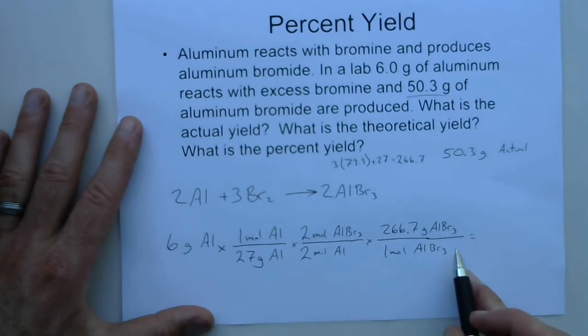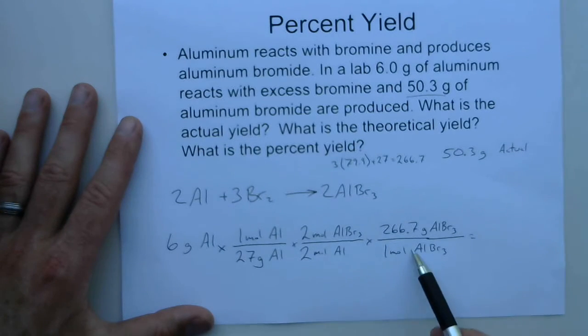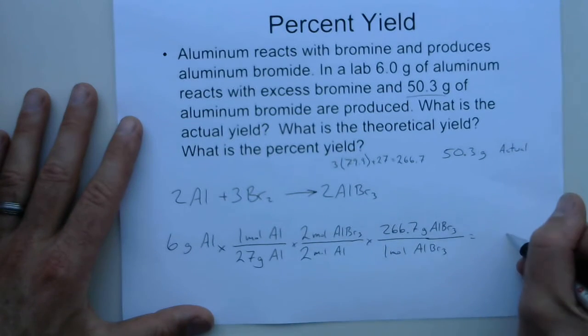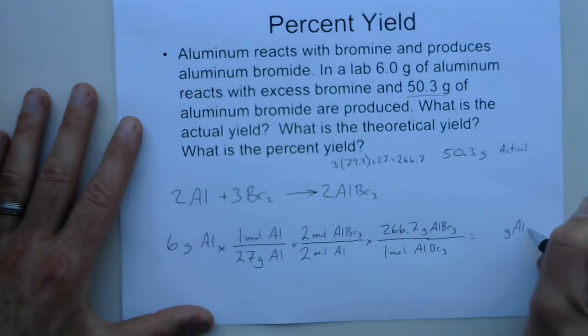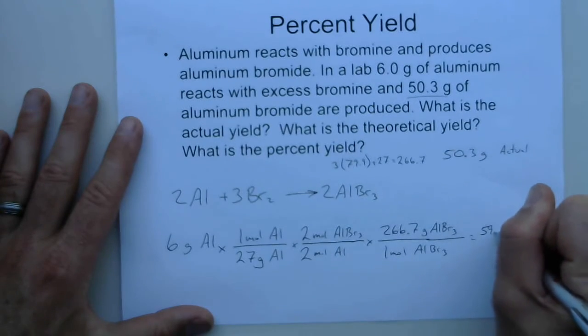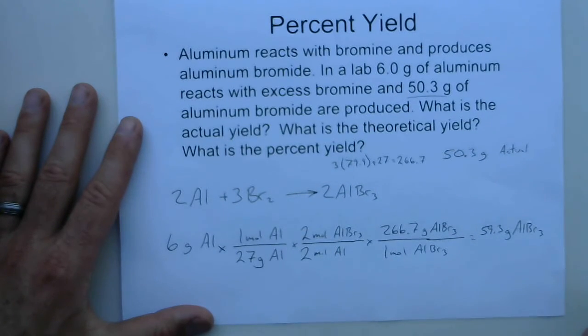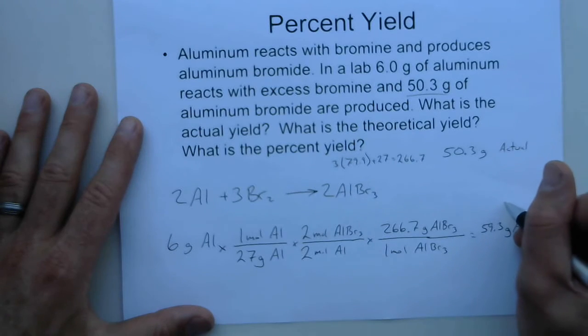All right, so we do this on our calculators, check that everything's canceling out. Grams of aluminum, moles of aluminum bromide looks good. So we're going to get grams of AlBr3 at the end. And when we do that on our calculator, you get 59.3 grams of aluminum bromide. So that's my theoretical.